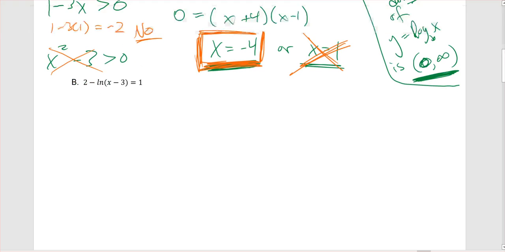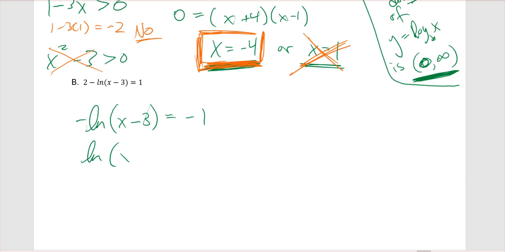Here we've got one logarithm. We want to isolate it, right? That's our first step, is just to isolate that logarithm stuff. We want to get that piece alone. So to that end, we probably want to subtract 2 from both sides. So we get natural log, and then subtracting that 2 from both sides, 1 minus 2 would be negative 1. And now we can divide both sides or multiply by negative 1.